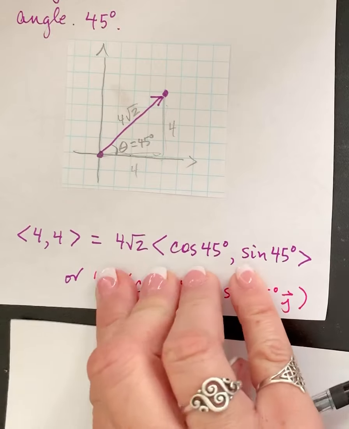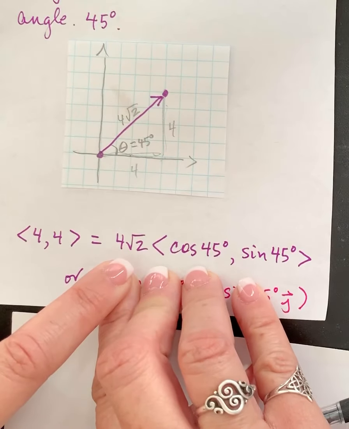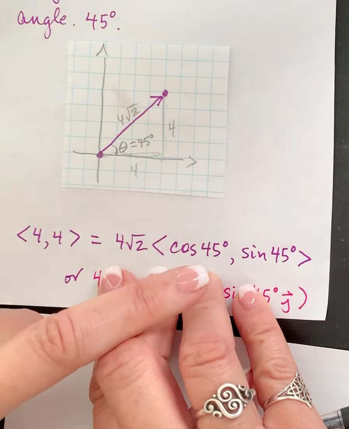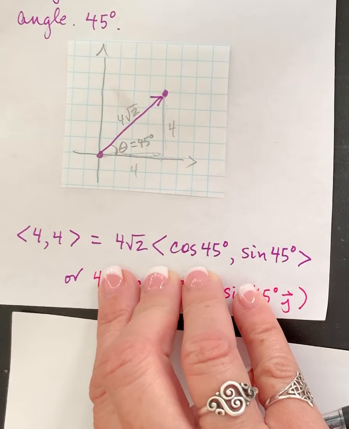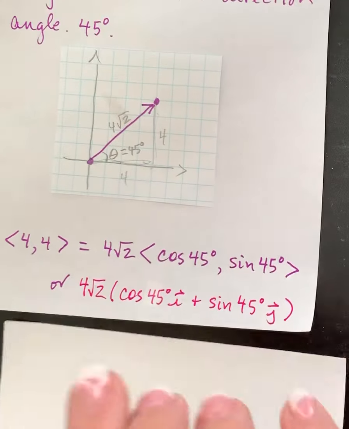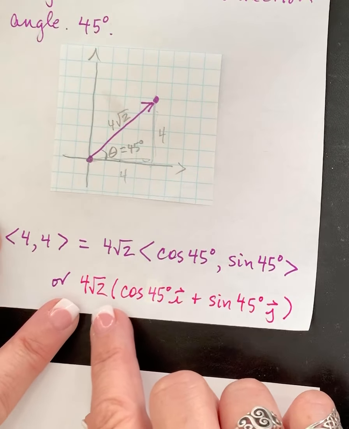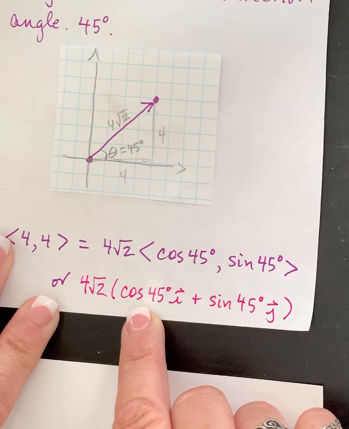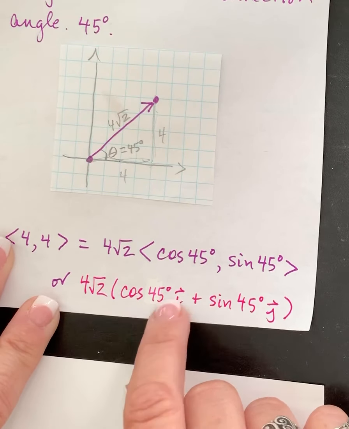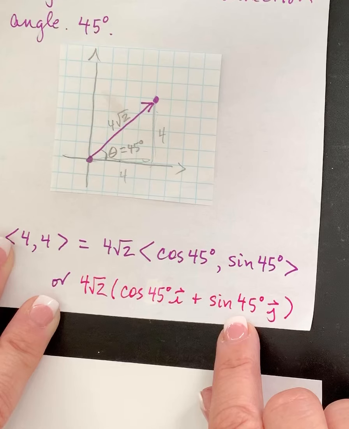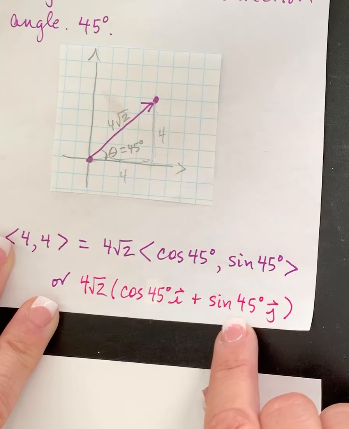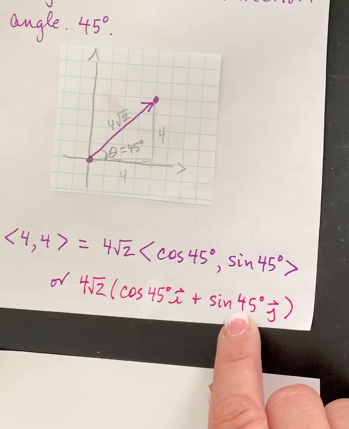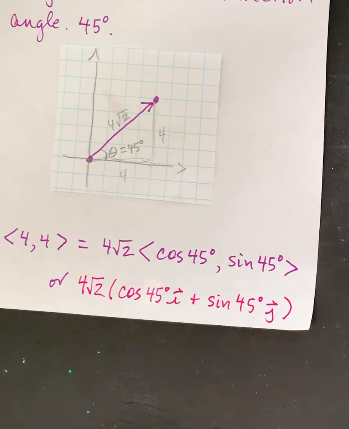So in fact, this vector can be written as 4√2, and then in the component form cosine of 45 degrees, comma, sine of 45 degrees, or you can write it with the standard unit vectors. 4√2, again, the magnitude's going on the outside, and then you see the cosine of the direction angle being the horizontal, and the sine of the direction angle being the vertical. Now, where does that come from?